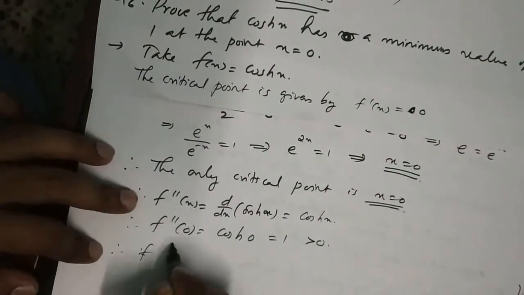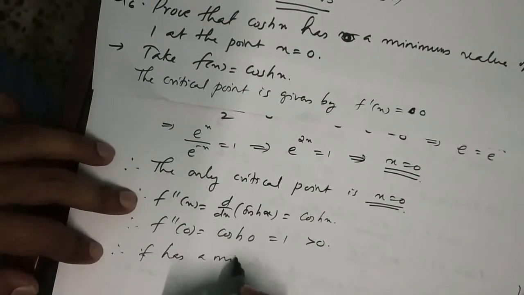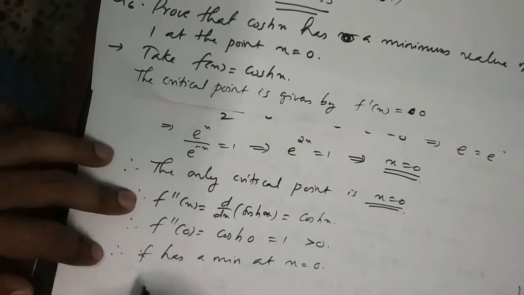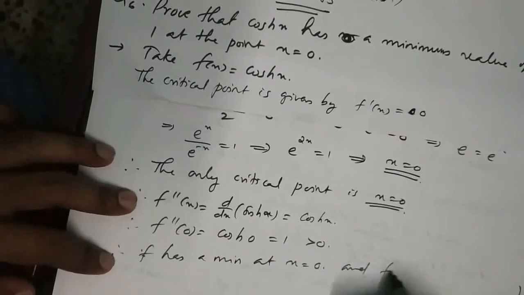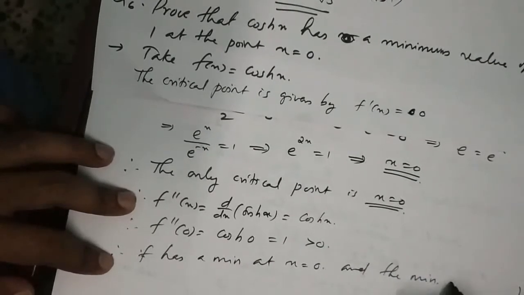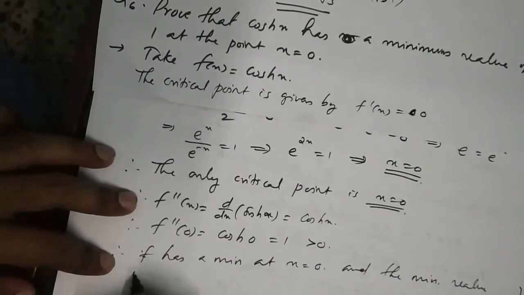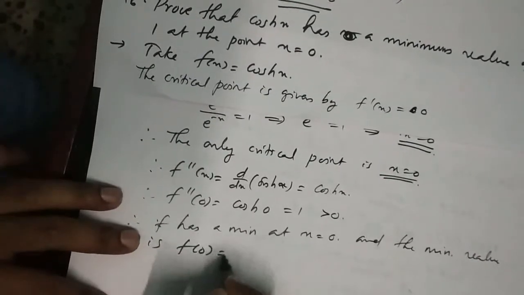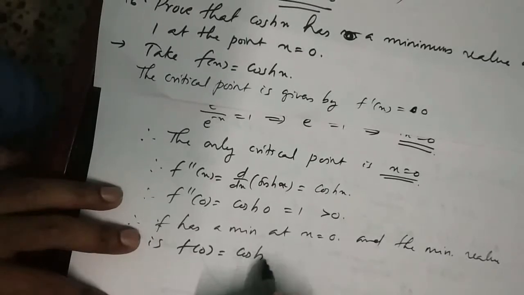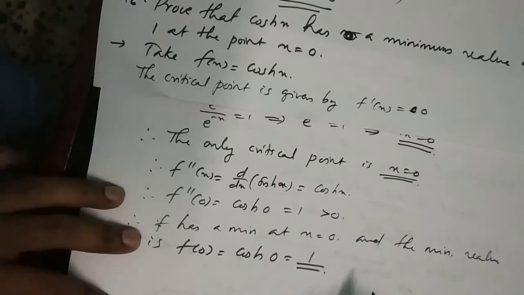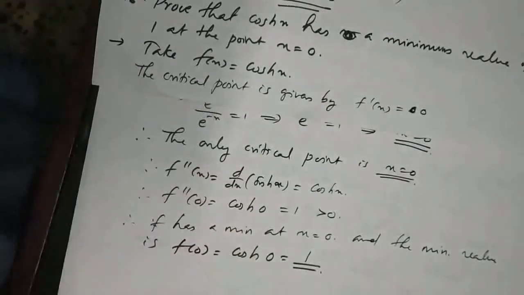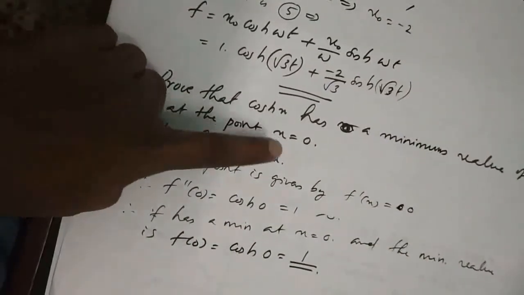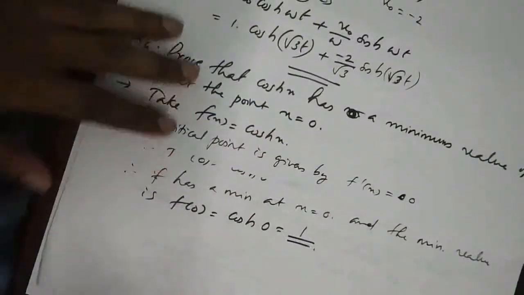Therefore f has a minimum at x equal to 0, and the minimum value is what? f of 0, which is nothing but cosh of 0, which is equal to 1. So f of x equal to cosh x has a minimum value of 1 at the point x equal to 0. A simple question.